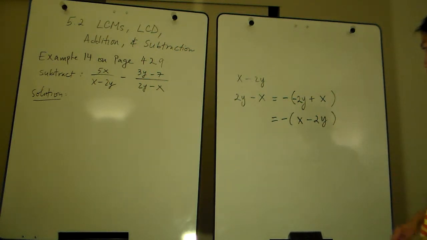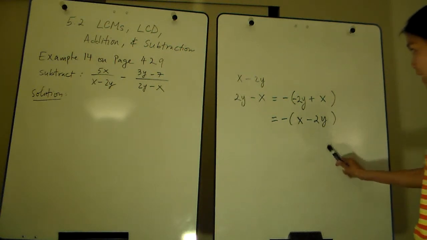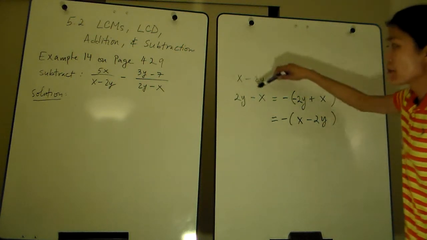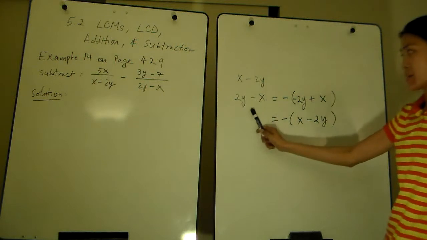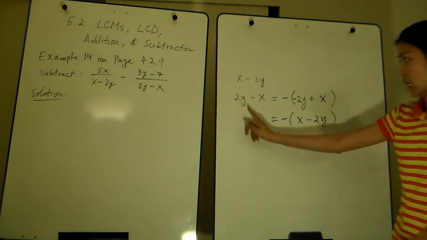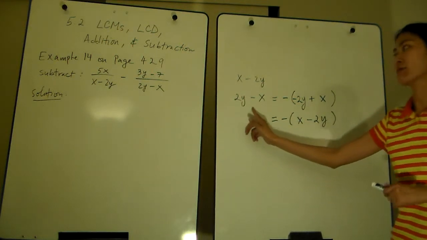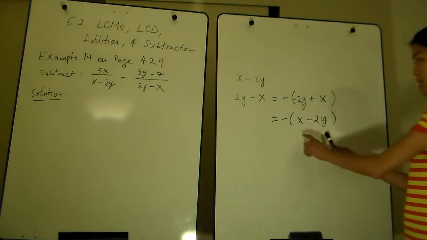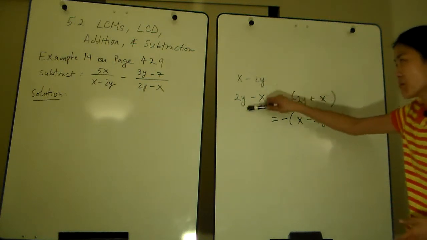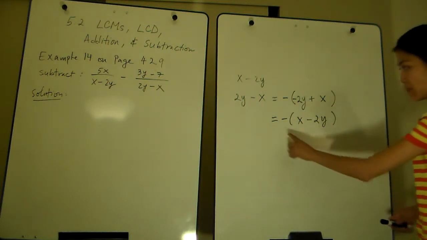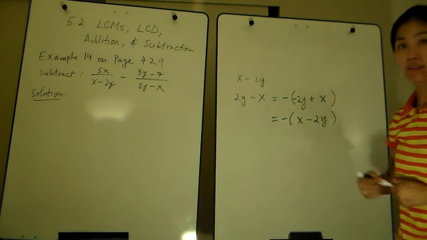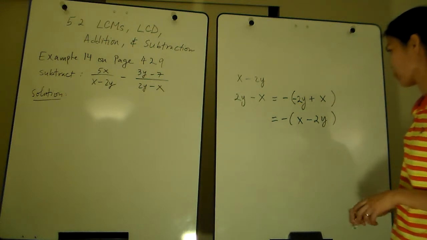Alright, what do you see? The inside is x minus 2y, right? It's actually the same as x minus 2y here, which is the denominator of the first fraction. This is the denominator of the second fraction. So if you factor out the negative sign of the denominator of the second fraction, you would get the inside x minus 2y. So basically, these two denominators are the same, x minus 2y. The only thing different is that they have opposite signs.